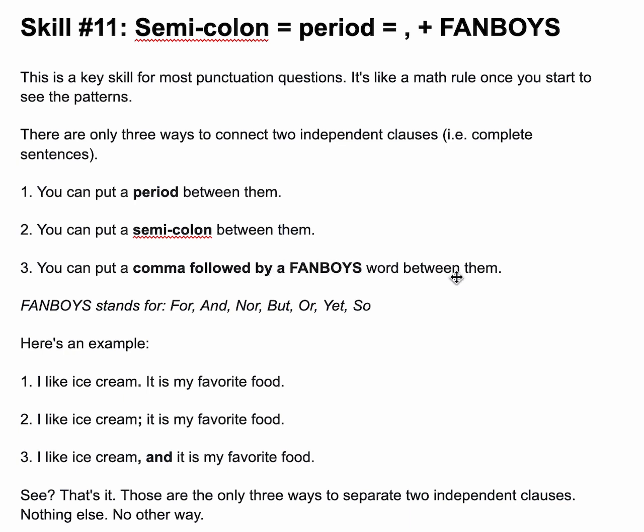Now, what is a fanboy's word? A fanboy's word is any of these: for, and, nor, but, or, yet, so. And you just kind of need to memorize that. I got it down really good. For, and, nor, but, or, yet, so, right? You got that. Okay? So here's an example.